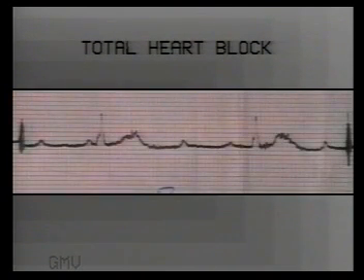This is another ECG of total heart block. Identify the atrial rhythm and the ventricular rhythm.